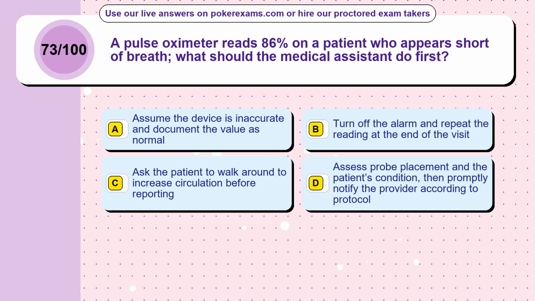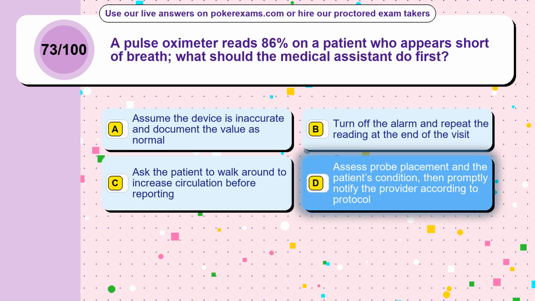Question 73. A pulse oximeter reads 86% on a patient who appears short of breath. What should the medical assistant do first? Option A. Assume the device is inaccurate and document the value as normal. Option B. Turn off the alarm and repeat the reading at the end of the visit. Option C. Ask the patient to walk around to increase circulation before reporting. Option D. Assess probe placement and the patient's condition, then promptly notify the provider according to protocol.